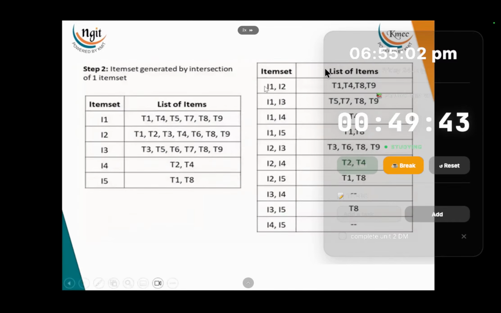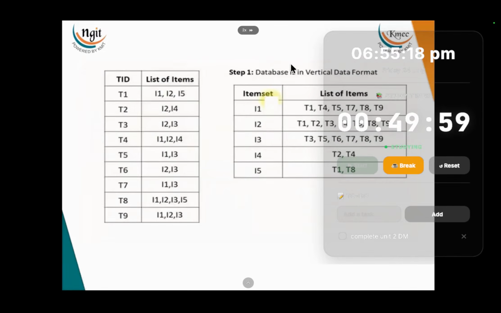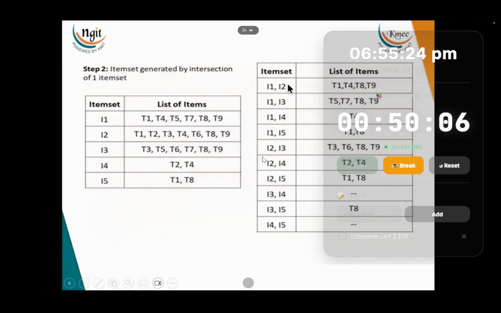In the next step, we need to create the 2 item sets. To do that, for the first item set, the other item sets are intersected. So here, along with I1, the combinations of different item sets are considered. That is I1, I2, I1, I3, I1, I4, I1, I5. Similarly, I2, I3, I2, I4, I2, I5. Now we need to check how many times I1 and I2 are repeated in the transactions. So look at the database. You can see I1, I2 is there in transaction 1, transaction 4, transaction 8, and transaction 9. Similarly, we need to find for I1 and I3.